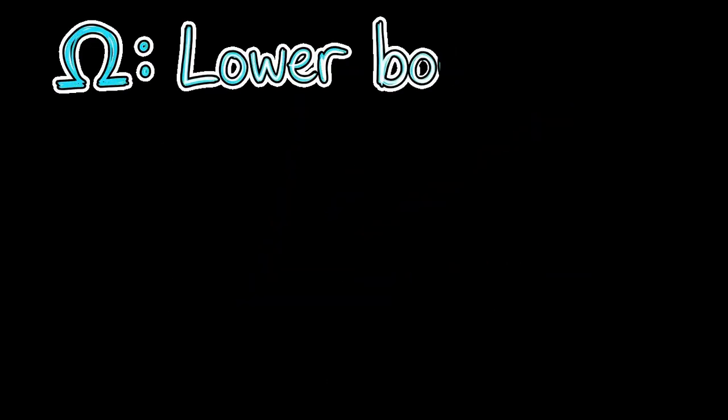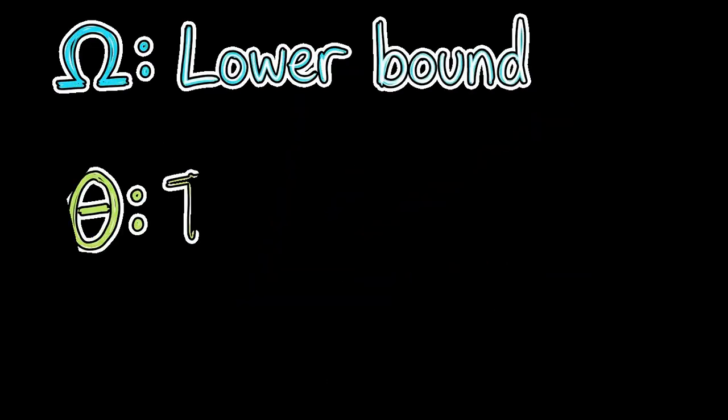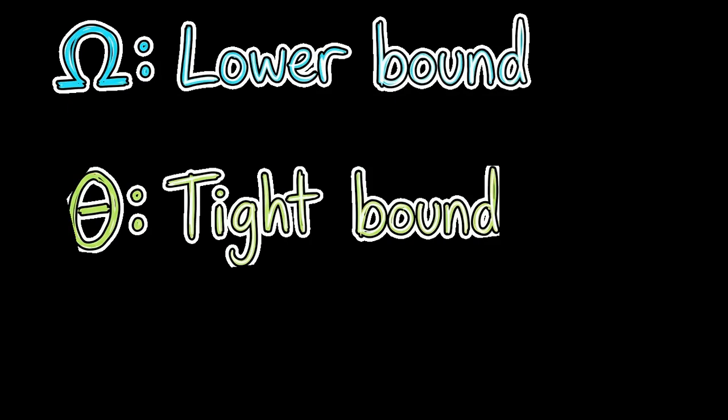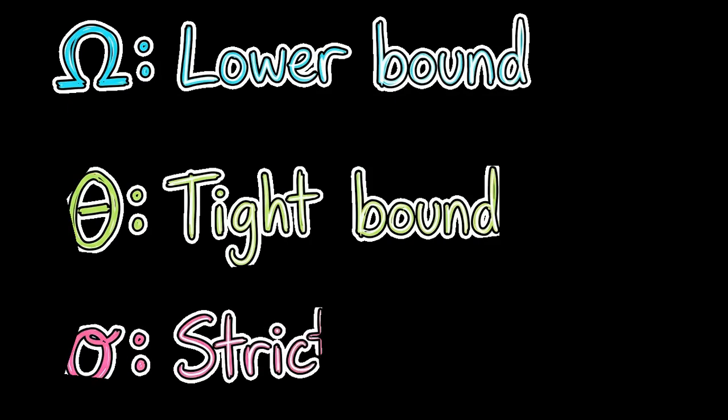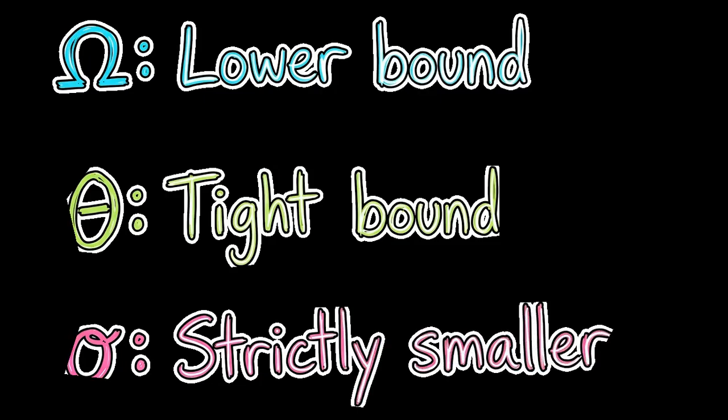Big O is not alone. Big omega is a lower bound. Big theta is a tight bound, meaning same growth from above and below. Little o means strictly smaller order. Big O by itself is not necessarily exact. People often say O of n when they really mean theta of n.